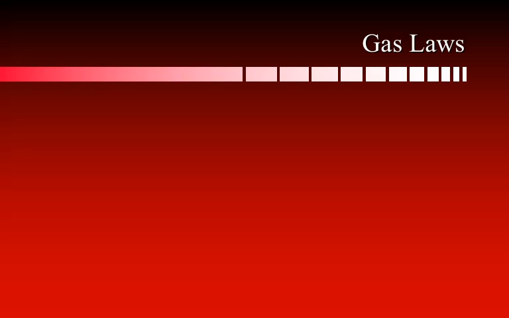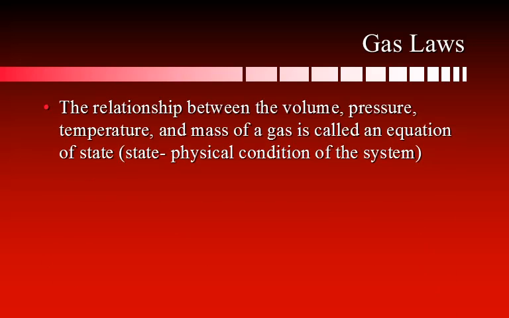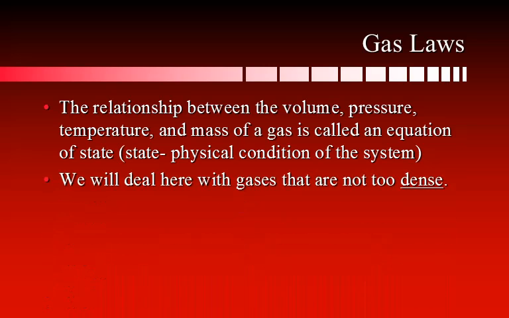Now, when we're talking about gases, it's important to look at volume, pressure, and temperature. So we're looking at the state of that system and what's going on with that gas. We're going to deal with gases that aren't too dense. So we're dealing with ideal gases that are not too dense, and they obey the ideal gas law relationship that we're going to look at.